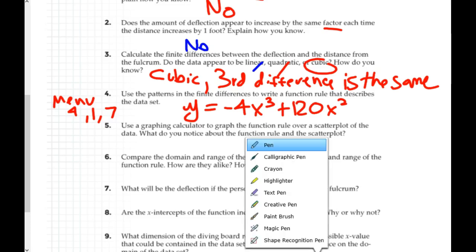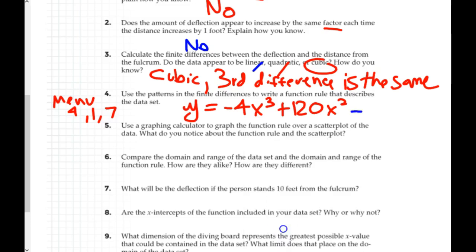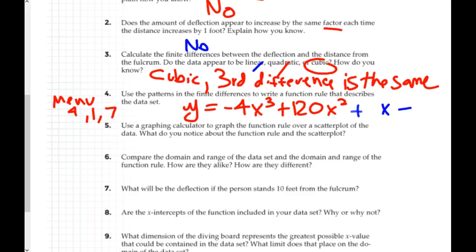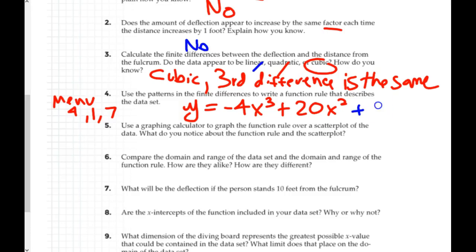Actually, here's what you're going to do. Watch this. Okay, let's try this again. Plus 0, plus 0. You can't draw 0 with this pen.